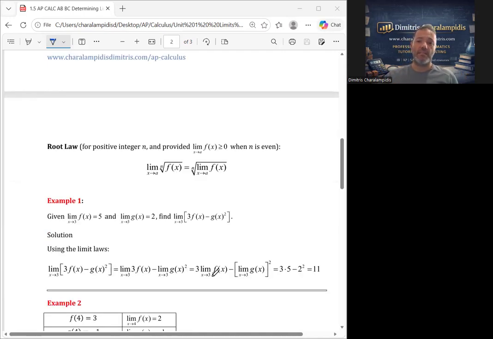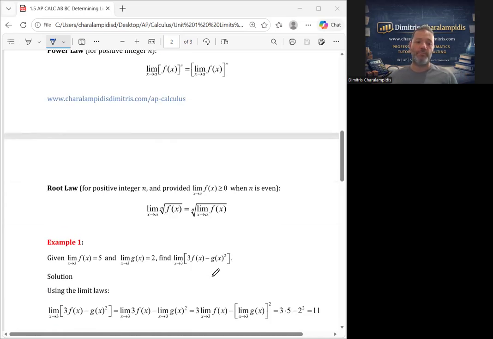And let's seal this video with one example. We are given that limit of f of x as x approaches 3 equals 5, limit of g of x as x approaches 3 equals 2, and now we are asked to find the limit of 3f of x minus g of x squared as x approaches 3. We should use the limit laws we mentioned before.